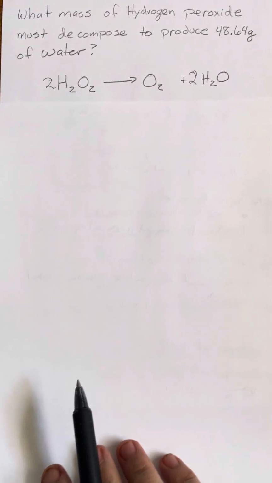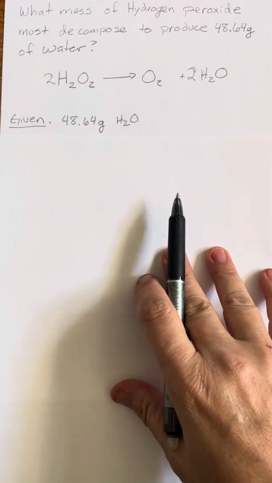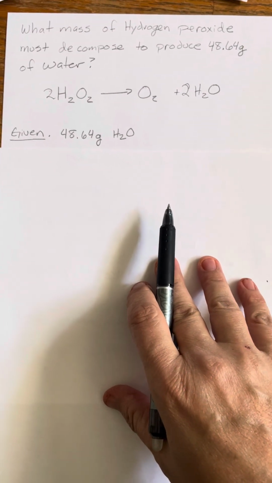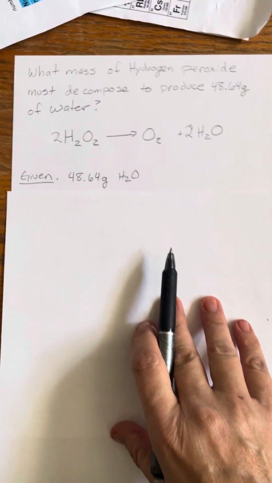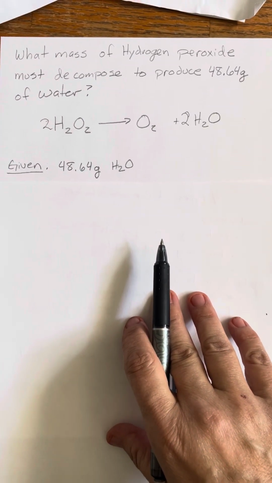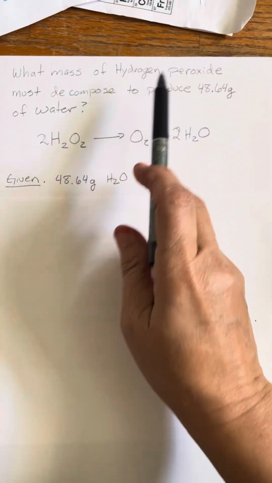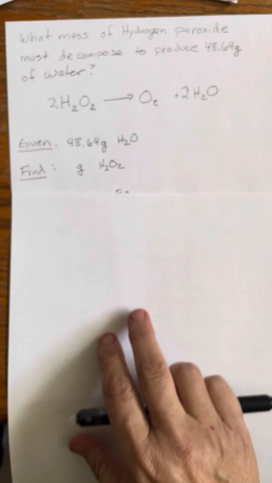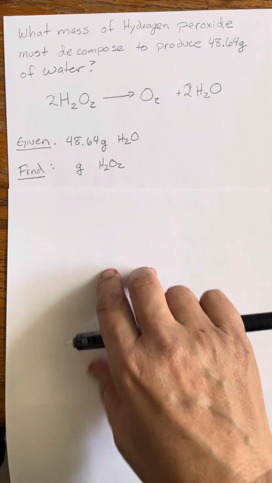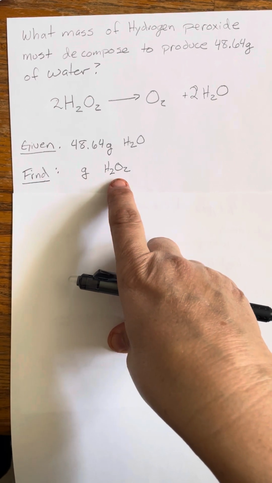Then we write down what we're given. We are given 48.64 grams of water. What are we looking for? Well, it says up here, we are looking for the mass of hydrogen peroxide. So I need to find the mass of hydrogen peroxide, and that is going to be in grams of H2O2.